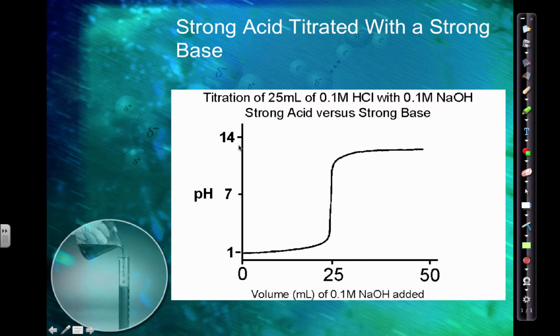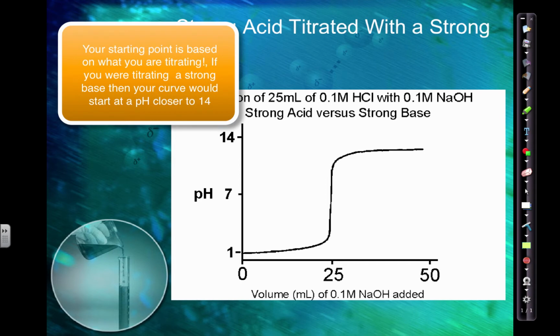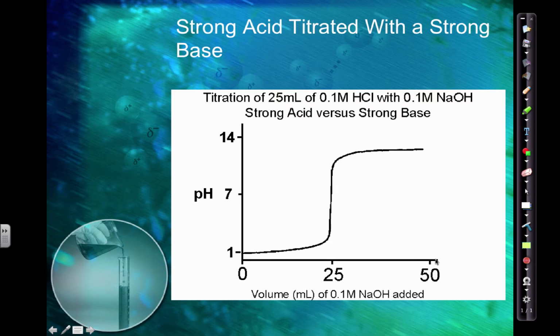Now keep in mind, if you had a strong base and you were titrating it with a strong acid, this would actually be the opposite. Your pH would start off very high and your pH would end up very low. So you need to keep that in mind whenever you're asked, okay, what should the titration curve look like? If you're titrating a strong acid, you're starting off with a pH that's very low. If you're titrating a strong base, your pH should end up very high. So it really depends on what the question is asking. You need to be careful about that.